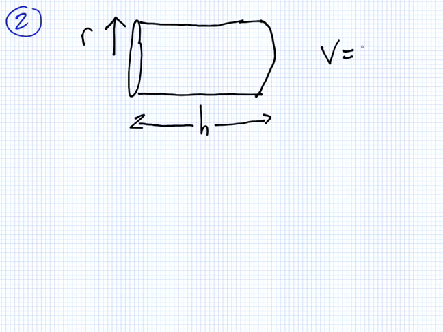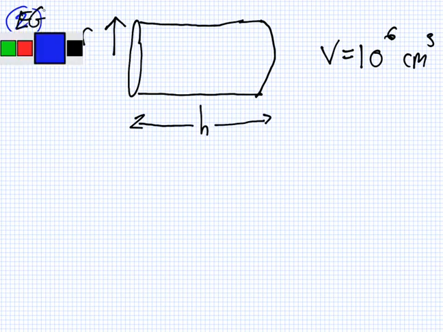How many centimeter cubes in a liter? It's 1,000, isn't it? 1,000 cc's in a liter. So if I want 1,000 liters, that's 1,000,000 cubic centimeters. So that's 10 to the 6 cm cubed, or milliliters, or whatever you prefer to use. I'll use cm cubed. Which is number 2? No, it's my own example. Sorry, so I shouldn't write number 2 here.